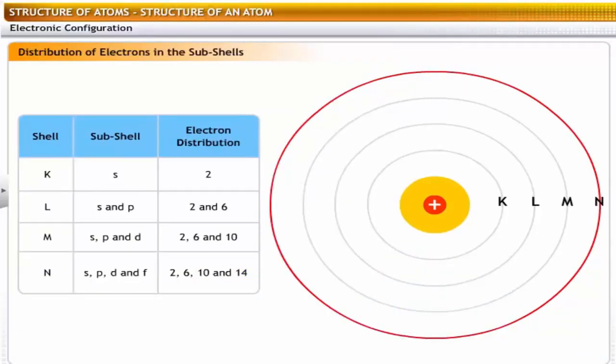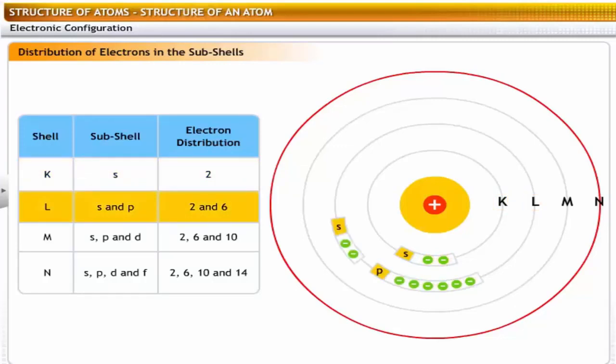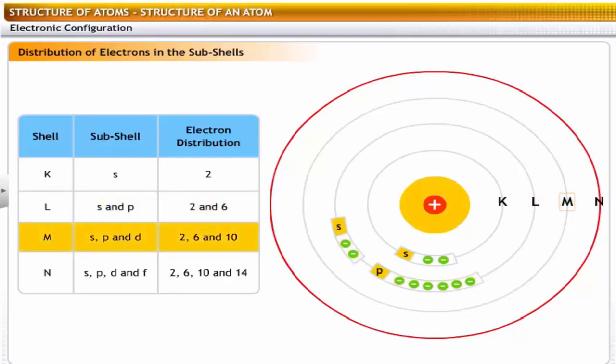Electrons are distributed in their respective shells and subshells. The first energy level, K, can have one subshell which can accommodate 2 electrons. The next shell is the L shell, which contains S and P subshells, where the S subshell accommodates 2 and the P subshell 6 electrons. M is the third shell and has S, P, and D subshells, which accommodate 2, 6, and 10 electrons respectively.